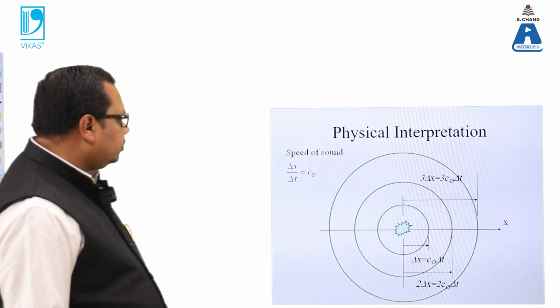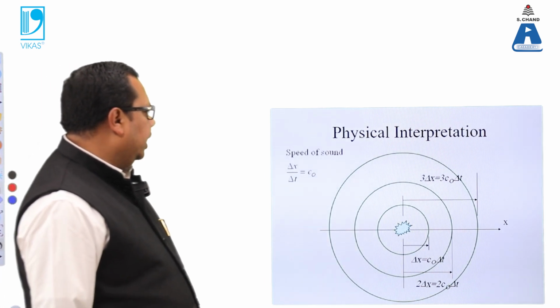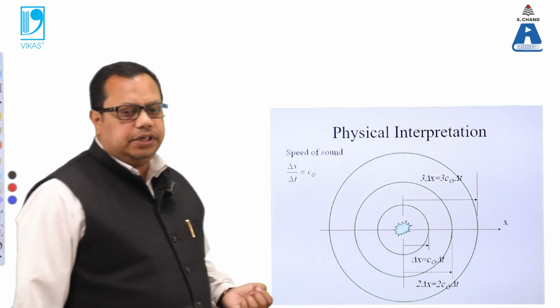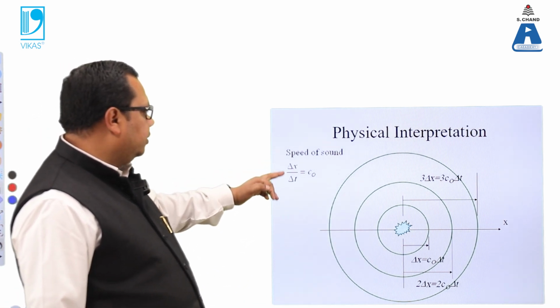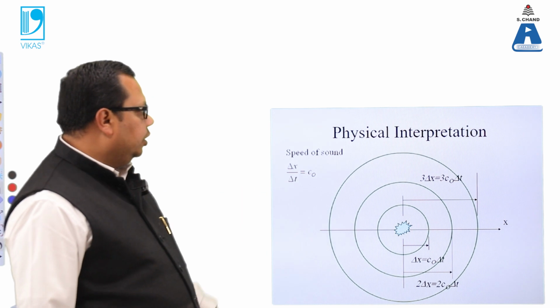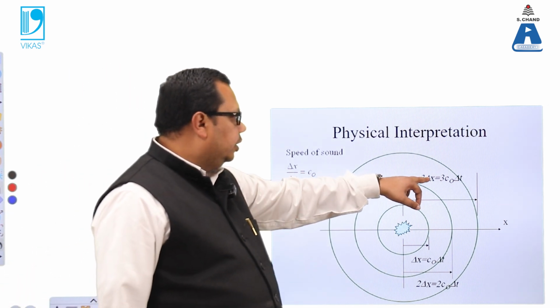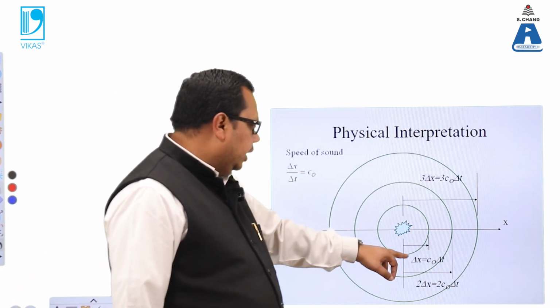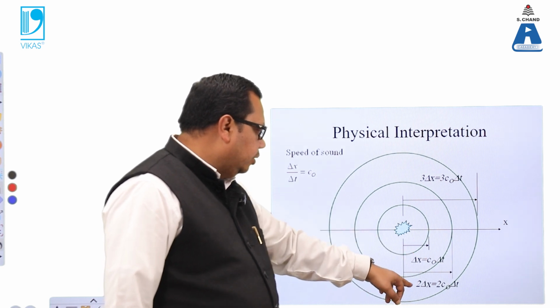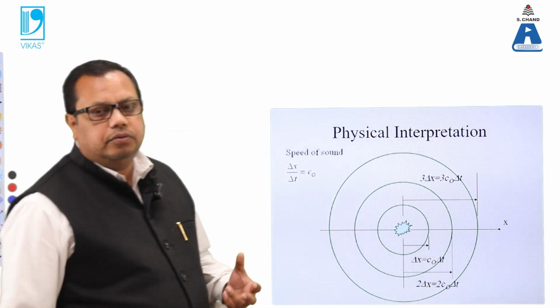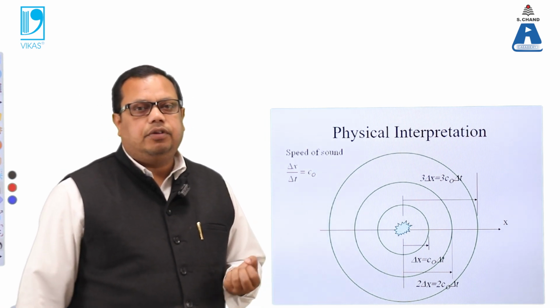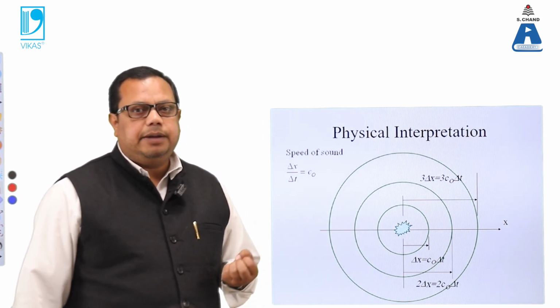Here we need to understand what the physical significance is when we are calculating this. So delta x by delta t is equal to c naught. So 3 delta x is equal to 3 c naught delta t. So delta x is equal to c naught delta t and 2 delta x is equal to 2 c naught delta t.